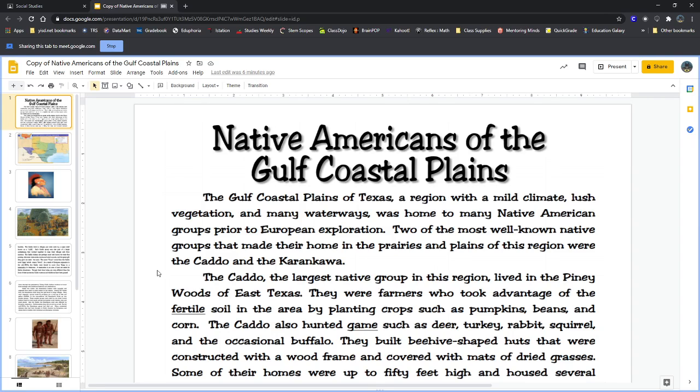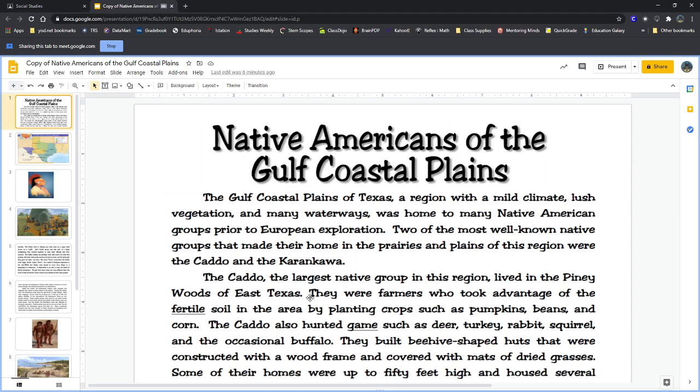The Caddo also hunted game, such as deer, turkey, rabbit, squirrel, and the occasional buffalo. So just because they farmed and grew a lot of their food doesn't mean it was the only thing that they ate. They also told us that they were hunters. When it says they hunted game, that's just another way for them to say that they hunted animals. They give us examples of the animals they might have hunted: deer, turkey, rabbits, squirrels, and buffalo.